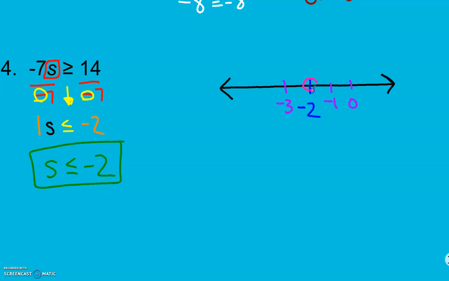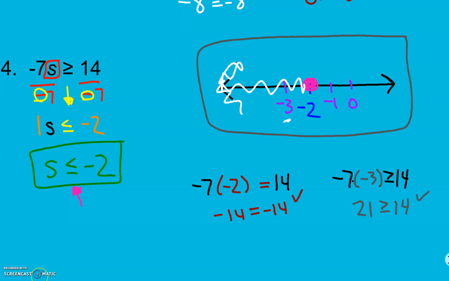I set up my graph, put a circle at -2. Here I fill it in because it's equal to. And I want numbers less than -2, like -3, so we shade everything on that side. Here I checked. We're good, and that's all for section 3.5.